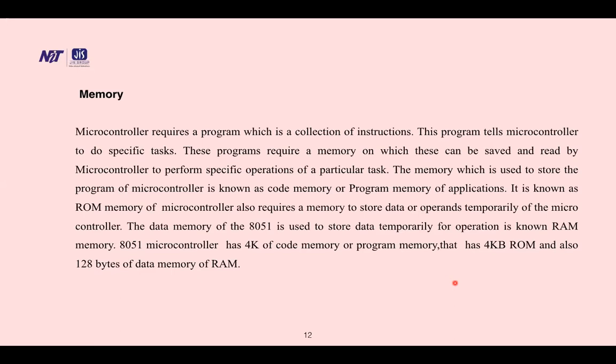Memory. A microcontroller requires a program, which is a collection of instructions. This program tells the microcontroller to do specific tasks. This program requires a memory on which it can be saved and read by the microcontroller to perform the operation of a particular task. The memory which is used to store the program of the microcontroller is known as code memory.